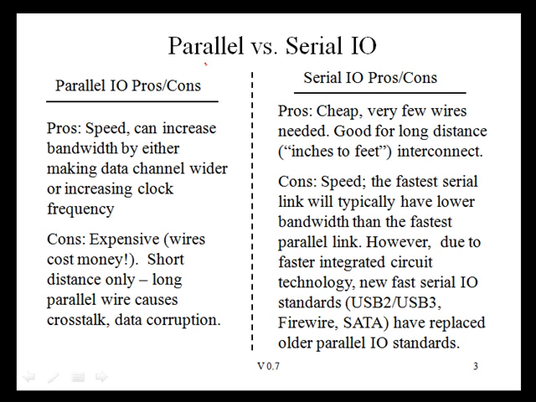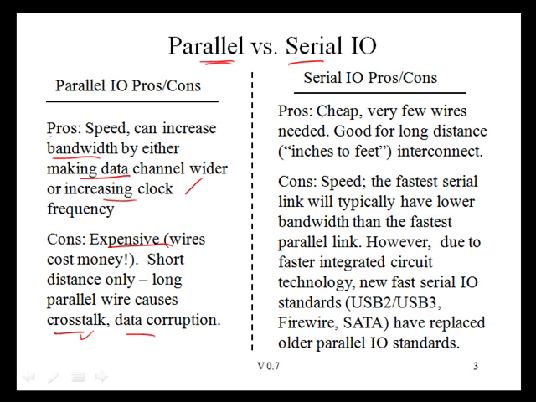So let's talk about some pros and cons of parallel versus serial I/O. First of all, in terms of bandwidth, parallel I/O is the king if you just want absolute maximum bandwidth. You can increase the bandwidth by either making the data channel wider or increasing the clock frequency. You can arbitrarily achieve a bandwidth by simply adding more parallel wires. The problem is these parallel wires are expensive. Wires cost money. Also, if you put these wires in a cable, the cable is very bulky, and parallel wires right next to each other can cause crosstalk, which would mean data corruption. Crosstalk is where a transition on one line can affect the data on a neighboring line.